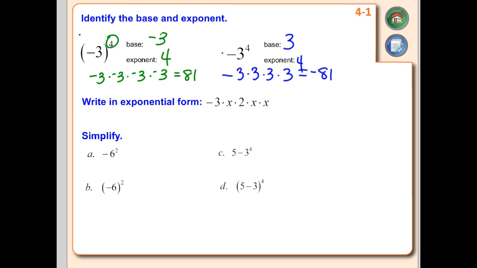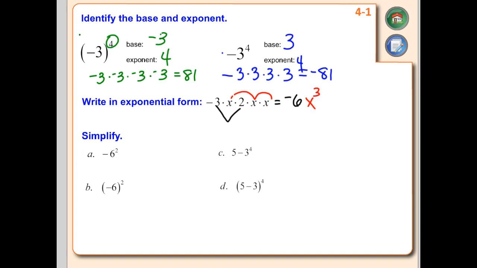Now, how about if we went down to this next problem and I told you to write an exponential form? Well, remember, it's algebra. It's a number thing and a letter thing. So usually the procedure is we put the numbers first. So we've got negative 3 times 2, which is negative 6. And then we deal with the letters. Okay, so if I look there, then what's x times x times x? Well, that is x cubed.